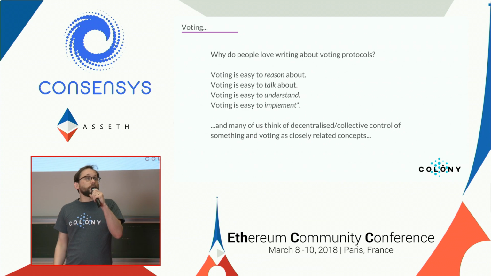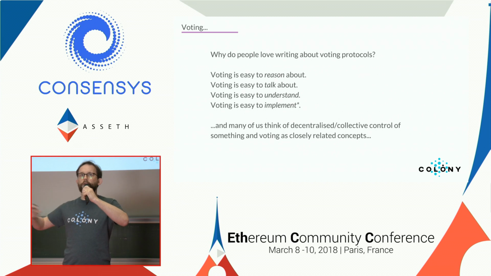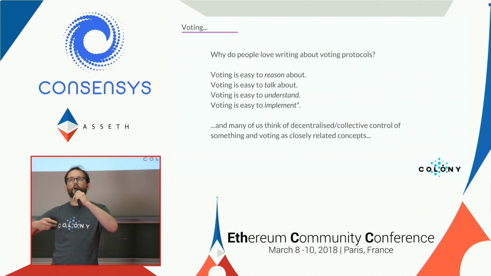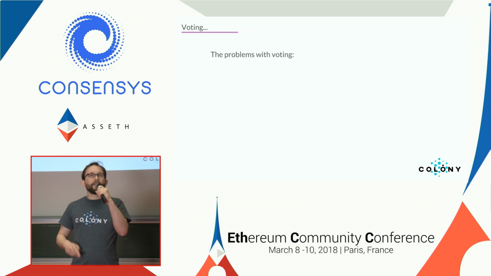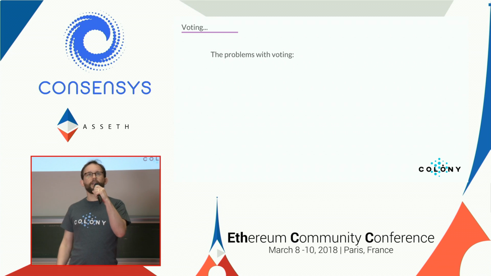But why do we love to talk about voting? Well, because it's easy to understand, easy to explain, relatively easy to implement, and a lot of us think of collective governance and voting as two sides of the same coin. They go together: collectively governing things means we're voting on things together somehow. But voting is not a panacea. Panacea? I don't even know how to pronounce that. I've only ever read that.